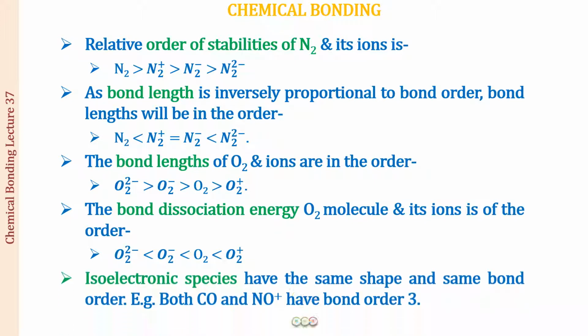and O2 positive will be requiring the maximum. Now the isoelectronic species, please remember they have the same shape and same bond order. For example, carbon monoxide and NO positive, they have the same bond order of 3, and the number of electrons, when you calculate, comes up to 14, which is equal to the number of electrons in the nitrogen molecule that we have studied. So I hope you have understood the whole concept very well now.